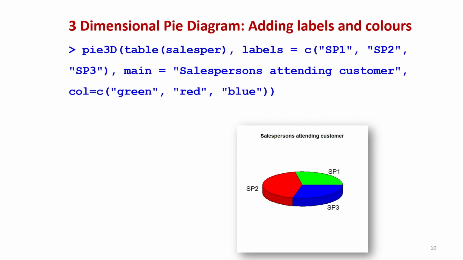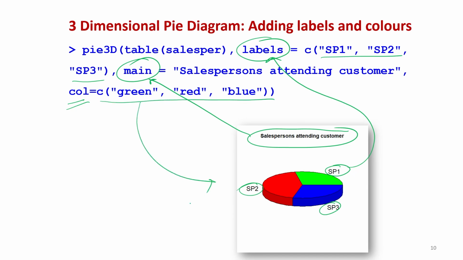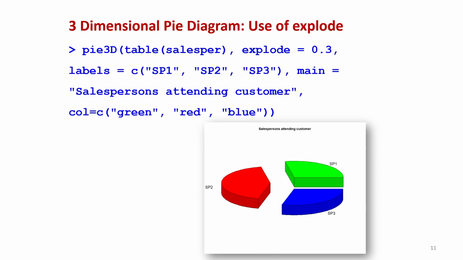And similarly, if you want to make it more informative, now you know it, it is very easy for you. If you want to have the title of the chart, then you need to use the command main. If you want to create these labels SP1, SP2, SP3 indicating salesperson 1, 2 and 3, then you can use the command labels and give SP1, SP2, SP3 within double quotes inside the data vector. And similarly, if you want to change the colors, then you can use the command COL, and then in a data vector within double quotes you give the colors green, red and blue, and you can see that the color has been changed.